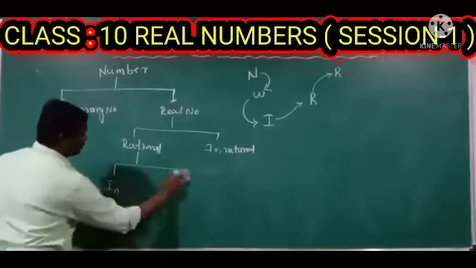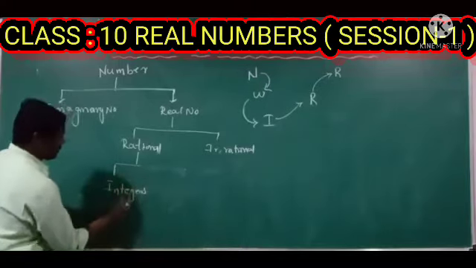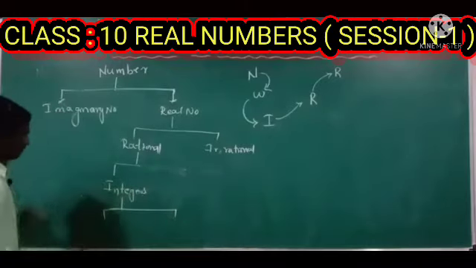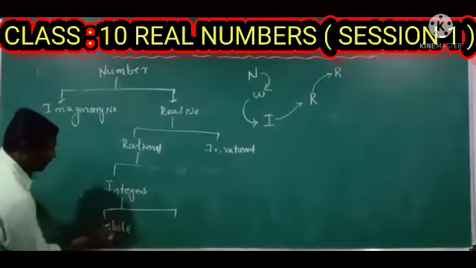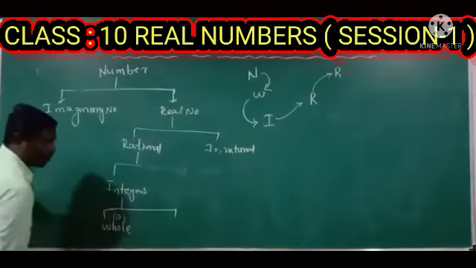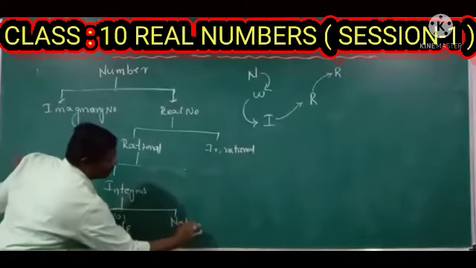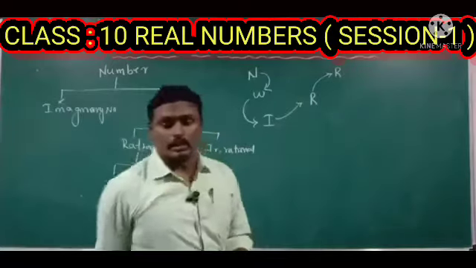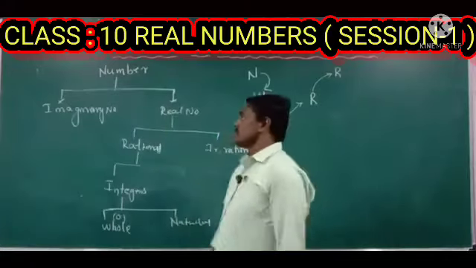Next, these rational numbers we again divide into integers, and these integers we divide into whole numbers. If it includes 0, it is a whole number. If it starts from 1, it is a natural number. Right? So this is the symbolic representation of the number system.